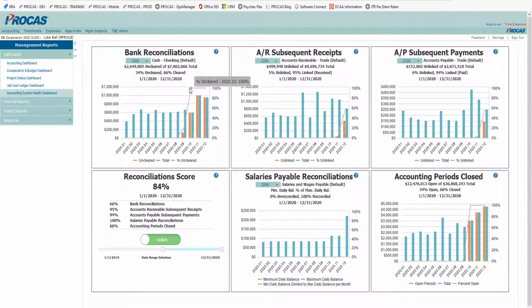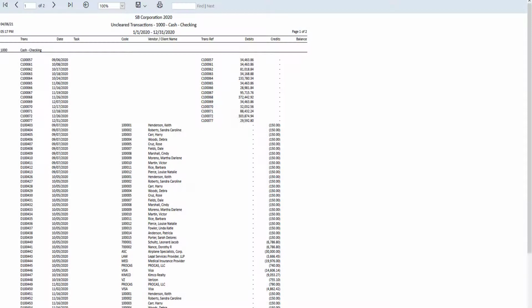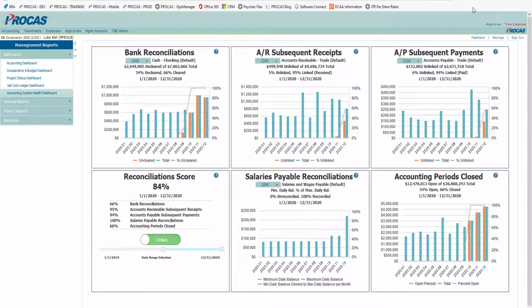If I want this information in a detailed report, all I have to do is select the top title to see all uncleared transactions for this date range. Using this data, I can jump into the accounting system to begin reconciling my 1000 account. All the tiles on this dashboard are consistent with how the graphs and reports appear and operate. If you have multiple accounts for any of the tiles, you can toggle between them at the top.